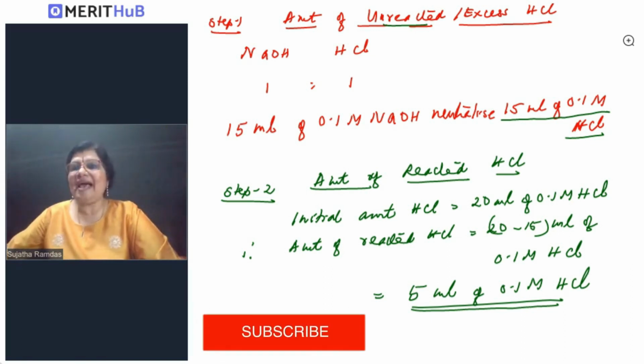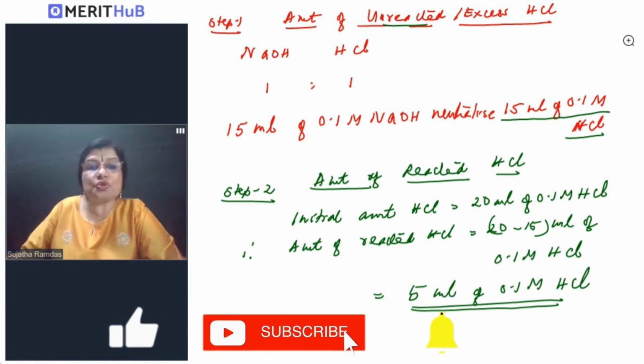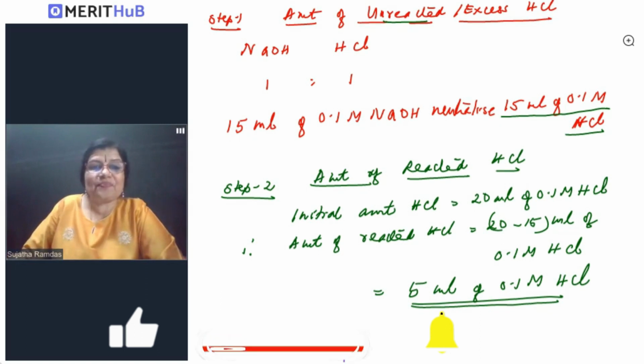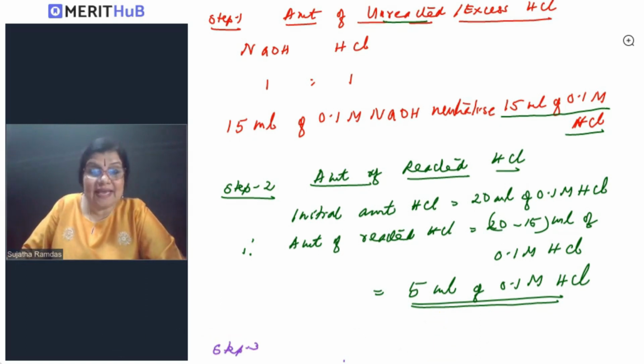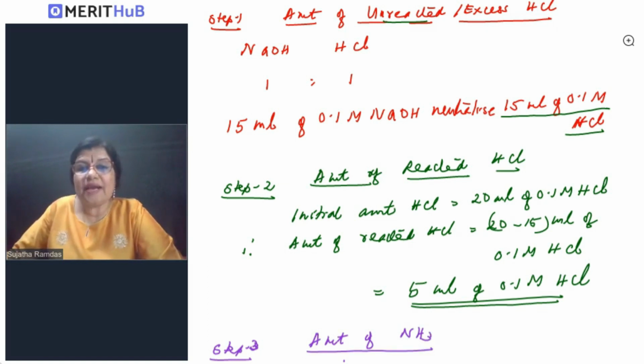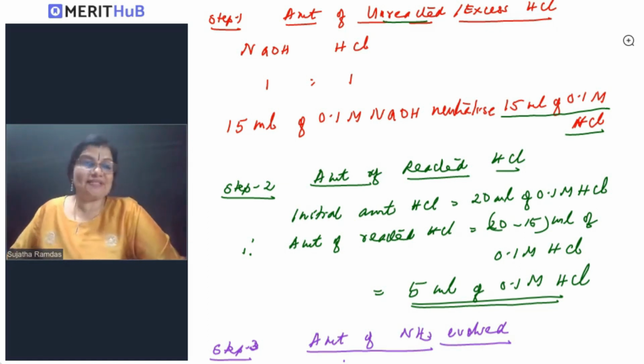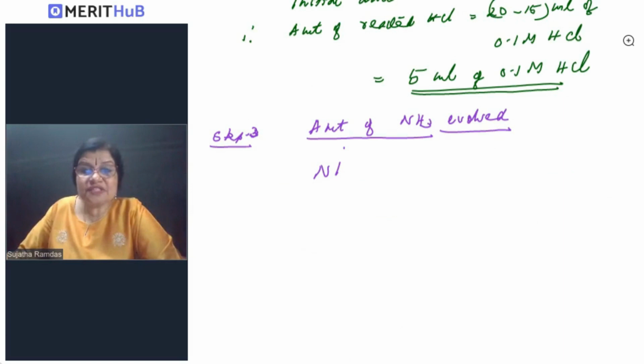Okay, so that is step 2 over. Now we move on to step 3. In step 3, we are going to find out the amount of ammonia evolved by the organic compound. Okay, so now let's start. Let's first find out the mole ratio between ammonia and hydrochloric acid.